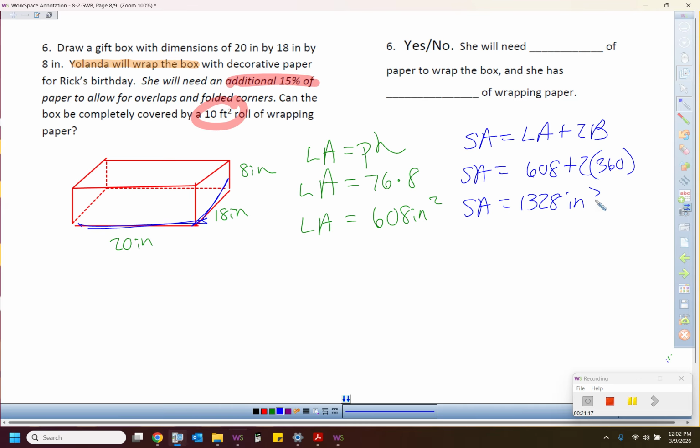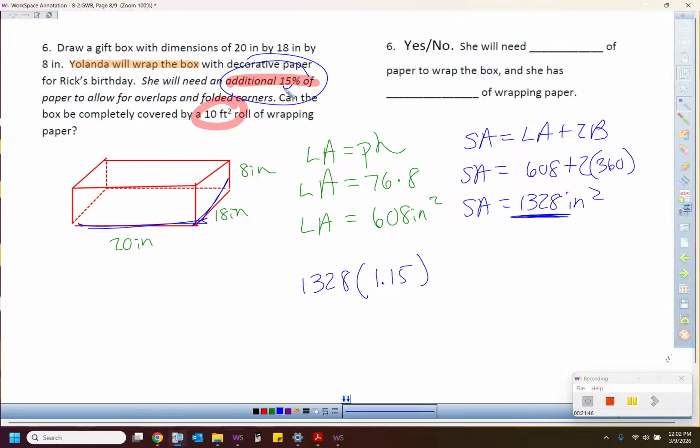inches squared. So I know that she's got square feet of wrapping paper. We're going to deal with that later, but there is 1328 square inches of this box that needs to be wrapped. But see, she's going to take this times an additional 15%. So here's the fast way to do it. You will need all of this plus another 15%. So we need to take 1328 times 1.15.